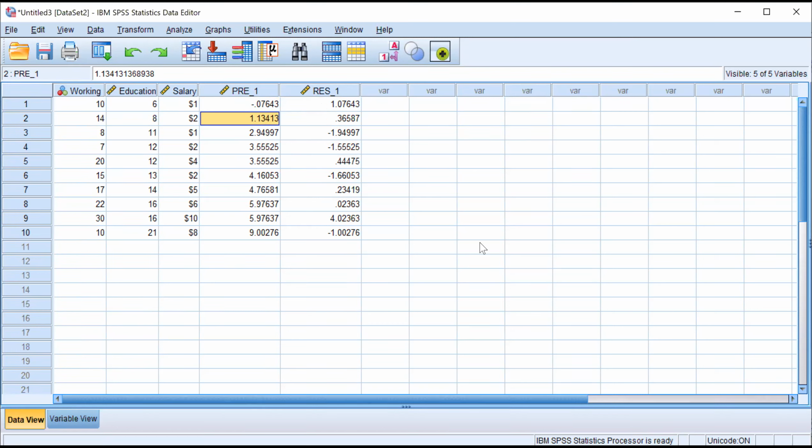So this video shows how we run linear regression with one predictor, how we interpret the output, and how to get the predicted value and the residuals.